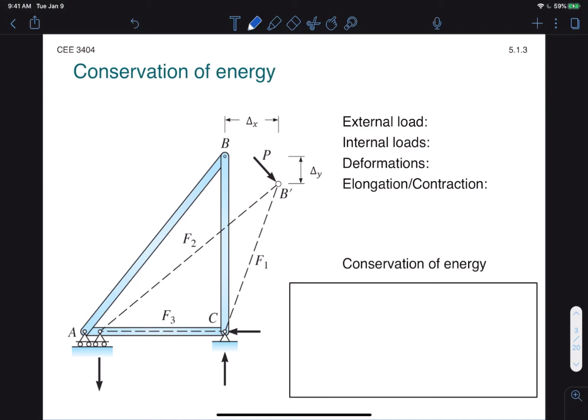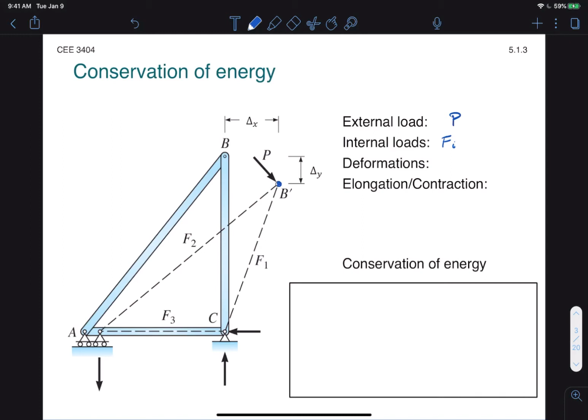Now we'll begin our discussion with the principle of conservation of energy. So any external load applied to a structure, like this truss, will produce a set of internal loads. Now we'll often denote external loads using the variable P and internal loads using the variable F with some subscript corresponding to the member. Now we've learned how to calculate these internal loads by assuming that the structure remains rigid, but in reality the structure deforms as its members either elongate or contract. For example, the point B moves to B prime after the load has been applied.